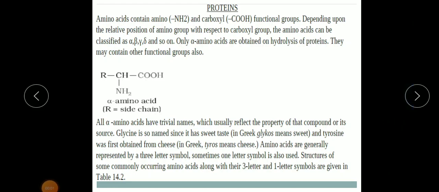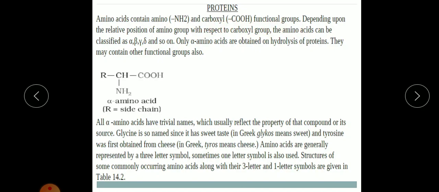Hello class 12. In our last class we completed the topic carbohydrates and we started with proteins. And we came to know that proteins are made up of amino acids, and amino acids contain amino (NH2) and carboxyl, that is acid, functional groups.